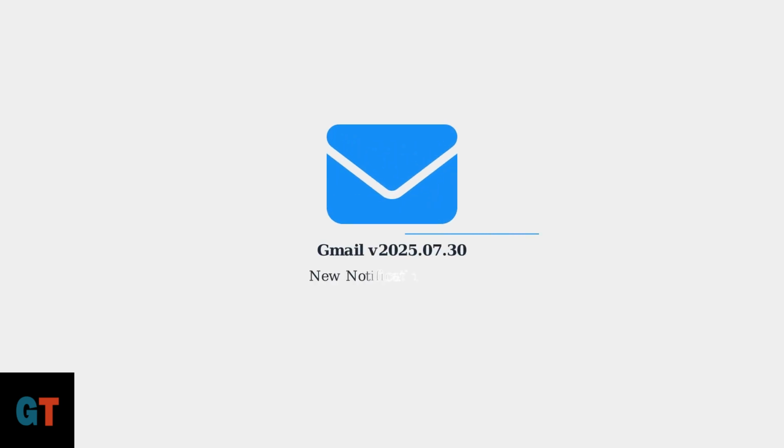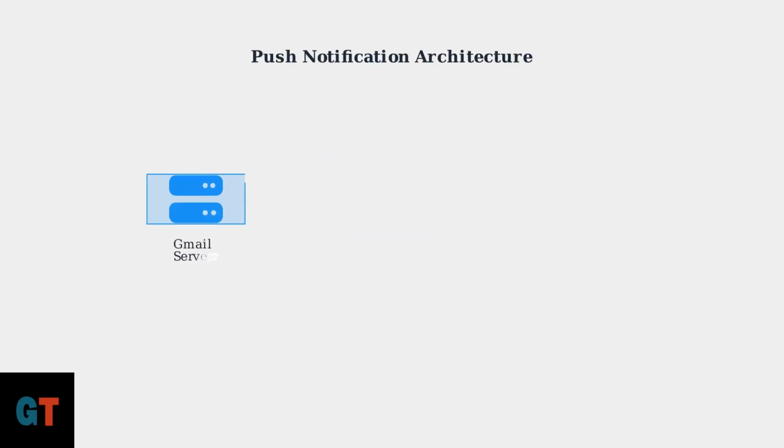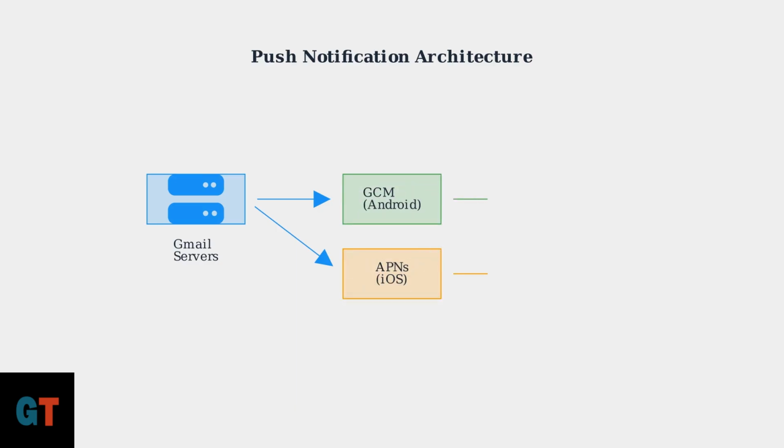Gmail itself has also contributed to notification issues. Version 2025.07.30 introduced new notification categorization features that can sometimes incorrectly filter important emails, causing them to be delivered silently or not at all. To understand why notifications fail, we need to understand how they work.